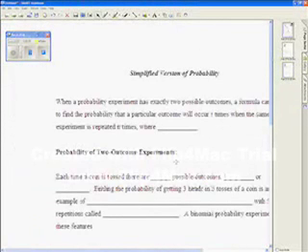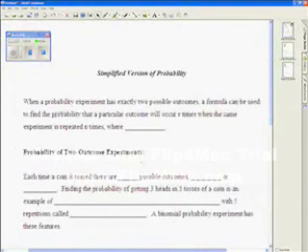Make you a simplified version. I think this will be less information. Okay. All right.